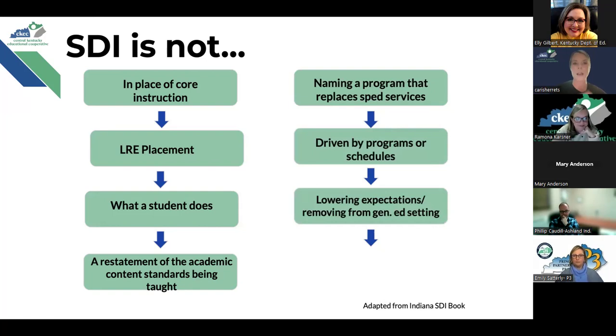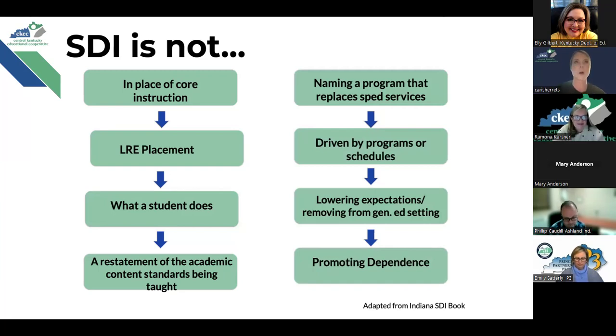And of course, we're not lowering those expectations of our students with IEPs, and we're not removing them from the gen ed setting. And the goal is not to promote dependence. Sometimes we will see students sitting in a classroom and all the other students are working quietly on a task, and we'll see our students with IEPs that are literally sitting and waiting for the special ed teacher to come and help them or to take them to the resource room to help them complete the task. So SDI is not about a student being dependent on an adult.